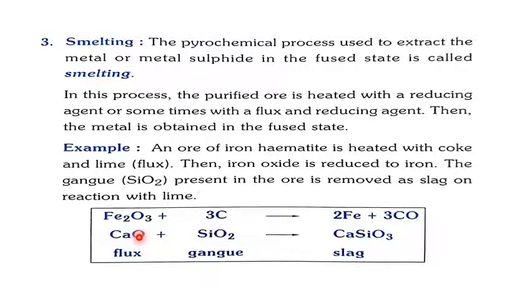In this process, we take purified ore with the reducing agent and basic flux and heat up to high temperature. This iron oxide is reduced to Fe. This carbon is converted to carbon monoxide. This flux reacts with the gangue, that means impurities, and forms CaSiO3. This is the slag. This is separated from the metal. The metal is obtained in the fused state or liquid state. This is about smelting.